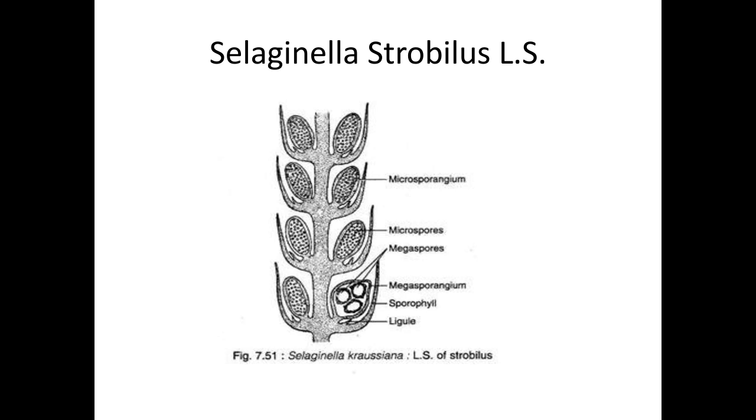Next, Selaginella strobilus. Selaginella strobilus has a central axis. The central axis bears two types of sporophylls, megasporophyll and microsporophyll. Megasporophyll consists of megasporangia, microsporophyll consists of microsporangia. The megasporangium is larger in size. Megaspores are few in number and the spores are larger in size, while microspores are smaller in size and they are many in number.